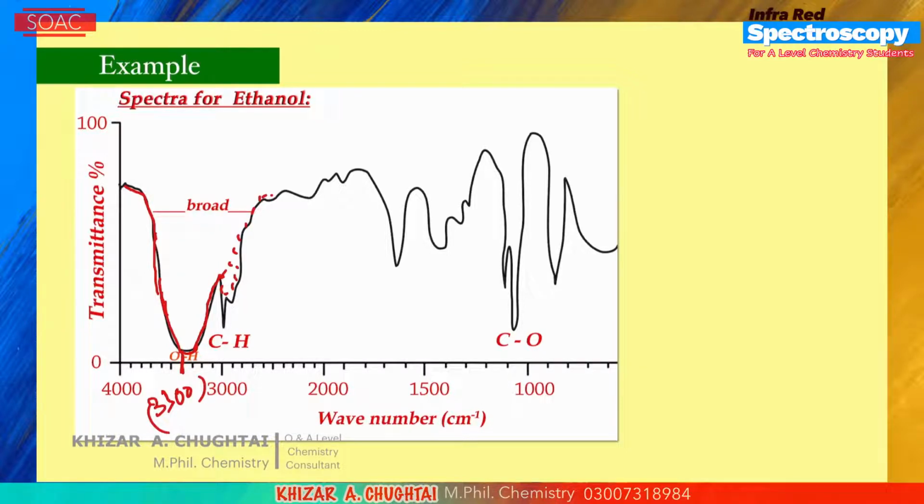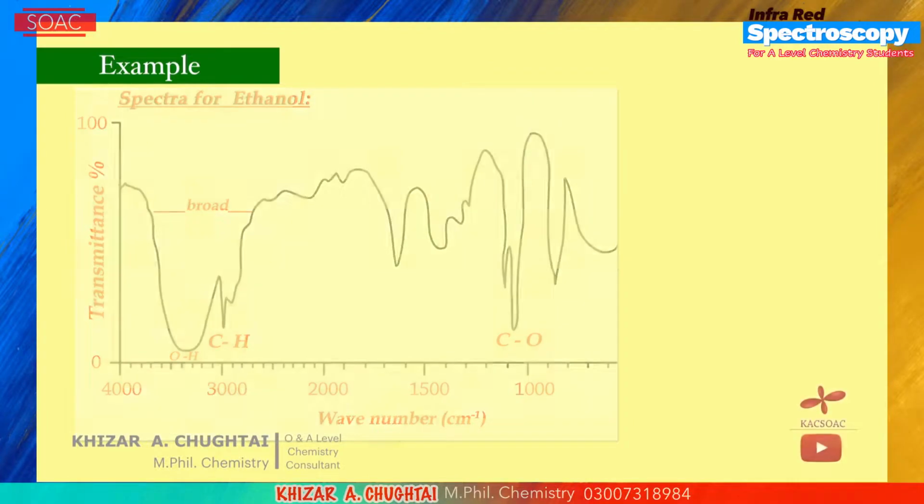It is present in the lower portion of the spectrum. I mean, it is very close to the x-axis, and its upper portion is quite wide. It is said to be the broad peak, and it is a typical peak for the OH group that is present in an alcohol.